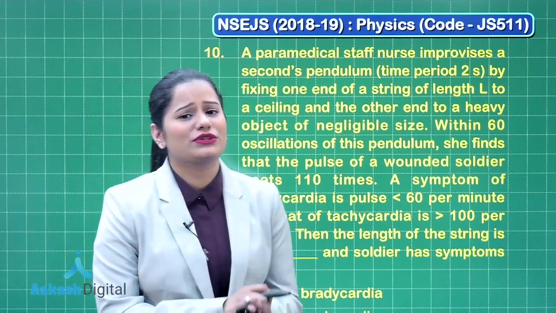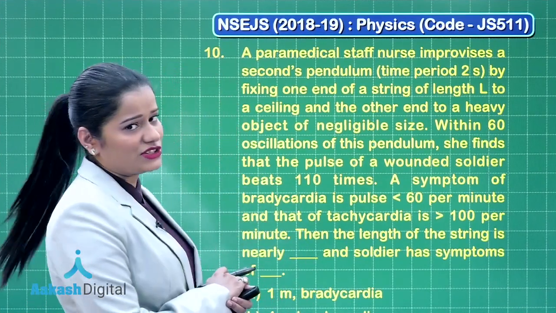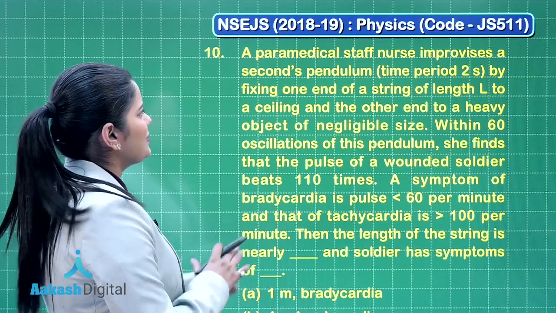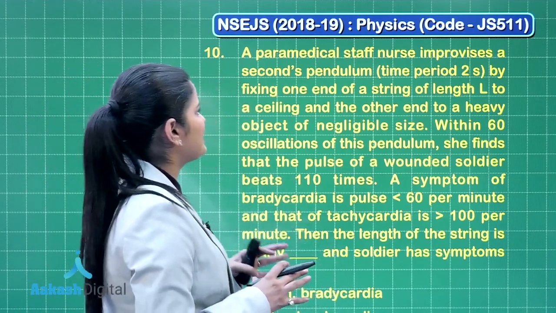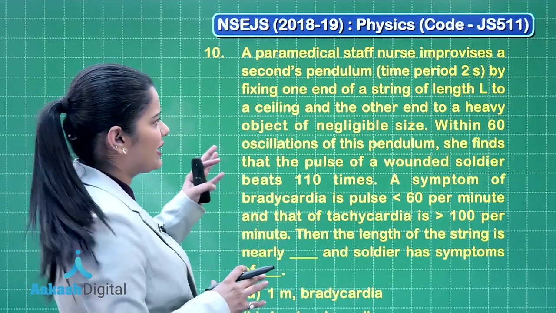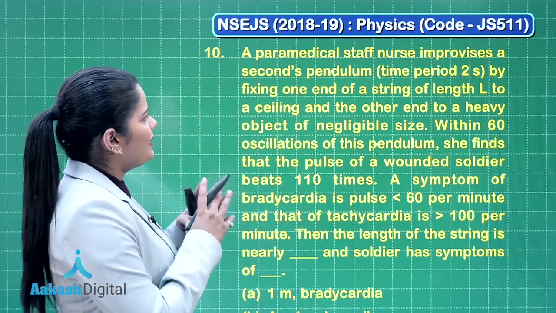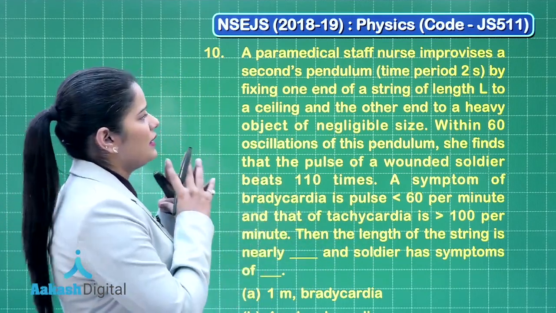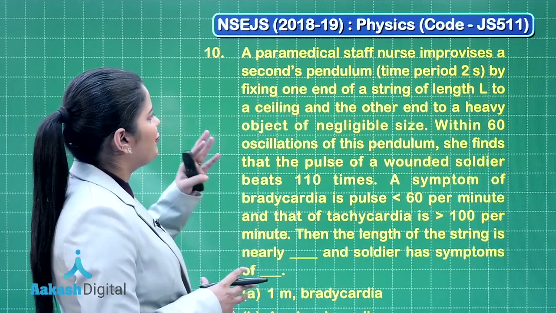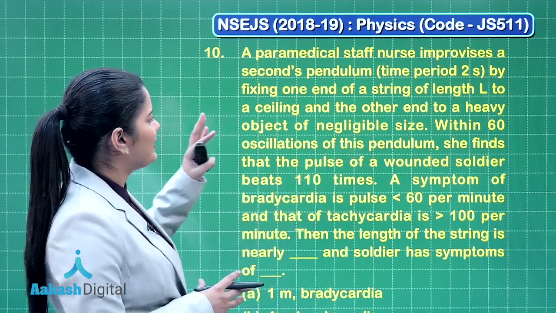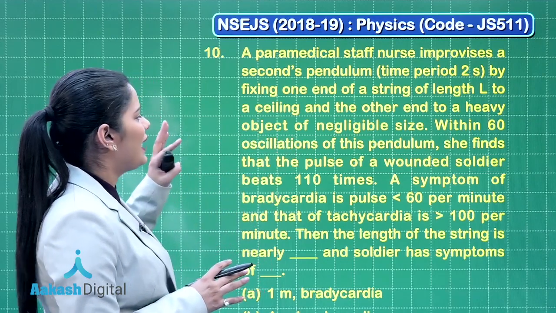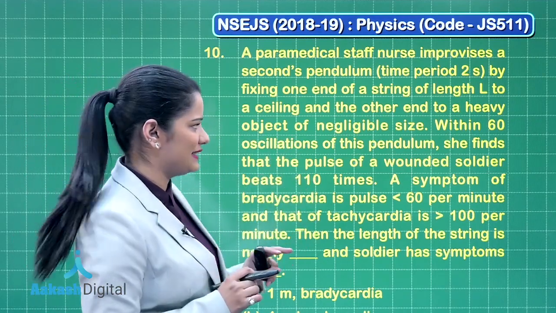So, it's the turn to take up the solution for the next question, that is question number 10. This says a paramedical staff nurse improvises a second pendulum. The time period of the second pendulum is 2 seconds. That is also given to us here in the question. The nurse improvises the pendulum by fixing one end of a string of length L to a ceiling and the other end to a heavy object of negligible size.